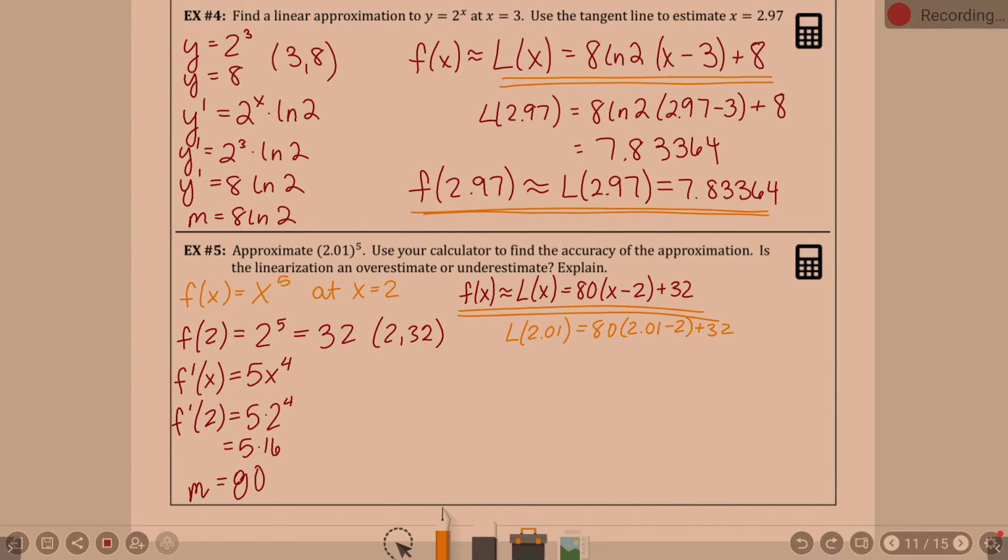This is something you can do in your head. 2.01 minus 2 is 0.01. When I do 0.01 times 80, that moves my decimal place 2 places. And so 0.01 times 80 is going to be 0.8. 0.8 plus 32. 32.8, right? And I haven't made any mistakes there. So this is my approximation. So f of 2.01 is approximately 32.8.